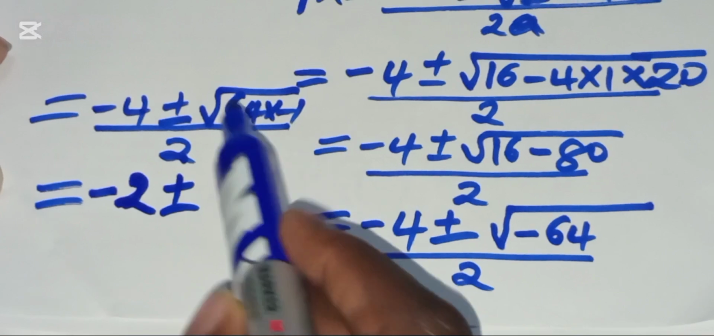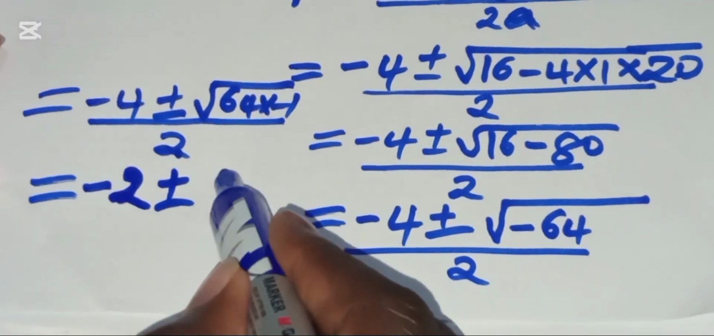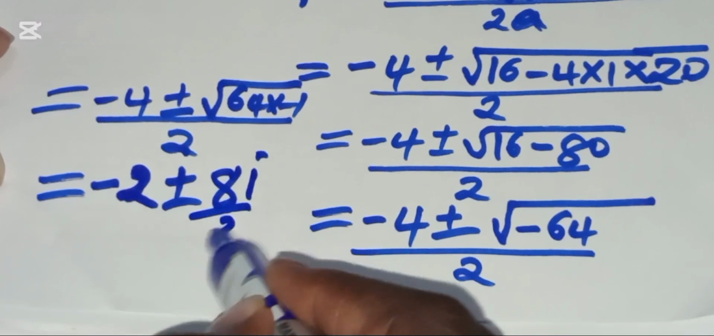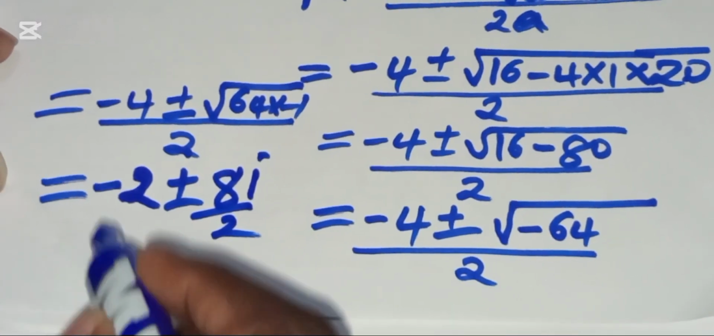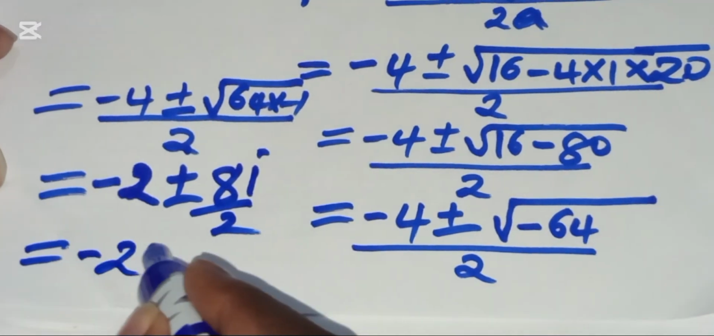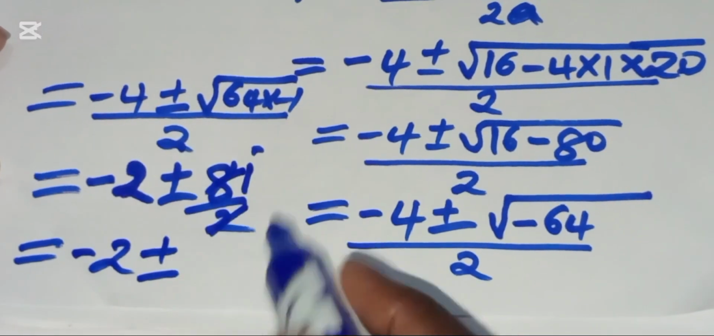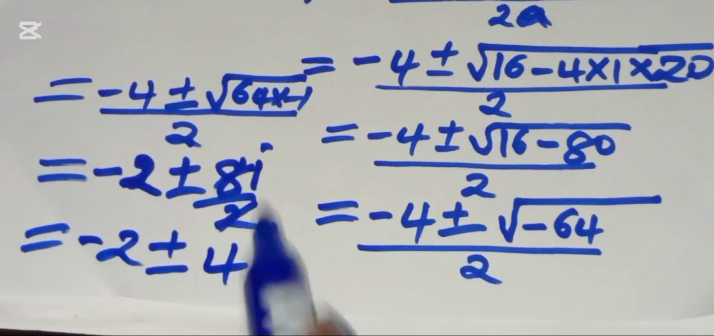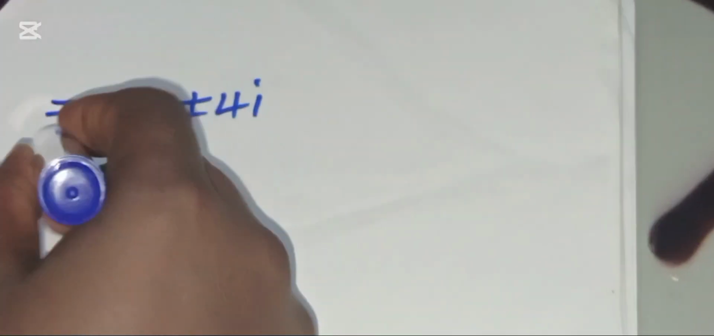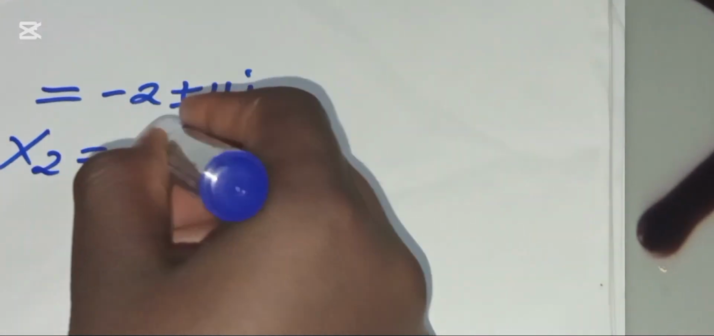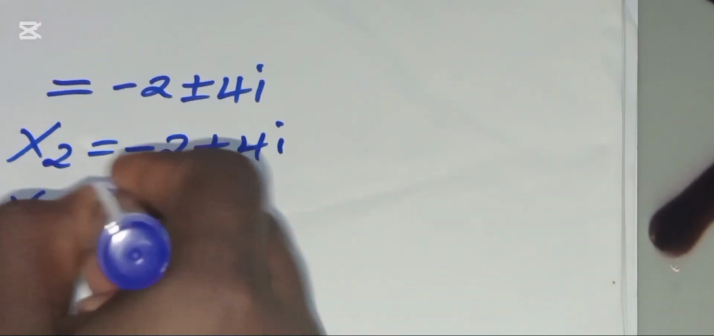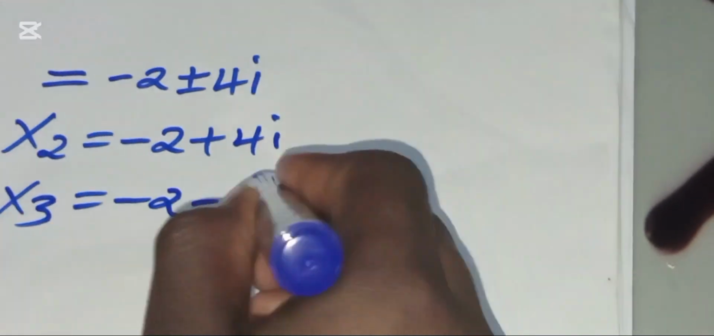Plus or minus the square root of 64, this is 8, and the square root of negative 1 is i, divided by 2. Okay? So this is the same thing as negative 2 plus or minus, you simplify here, plus or minus 4i. Okay? So we have two complex roots here. We're saying that x2 is negative 2 plus 4i, and x3 is equal to negative 2 subtract 4i.